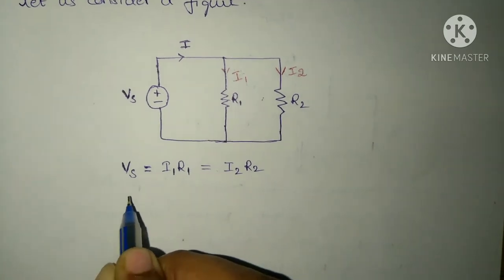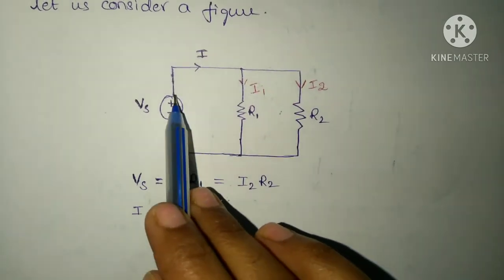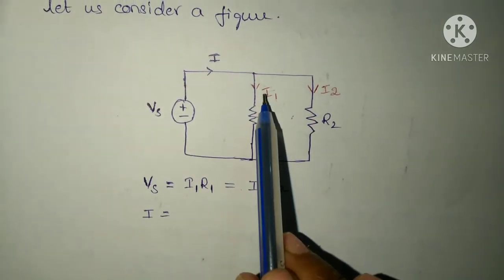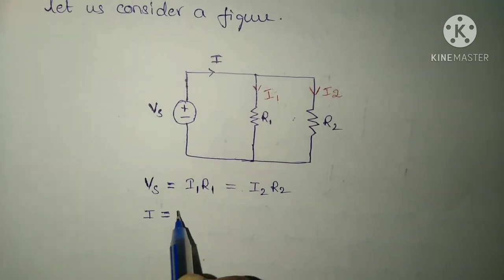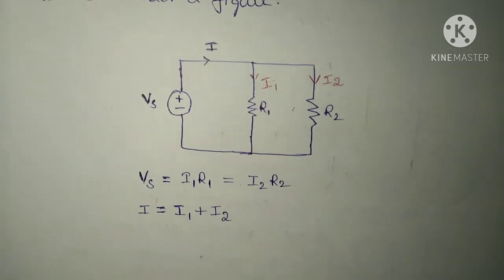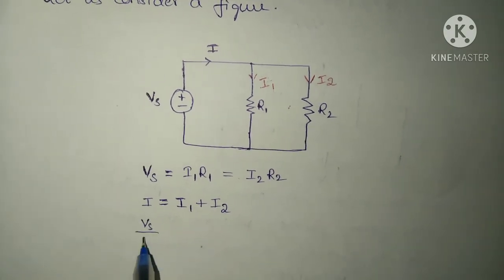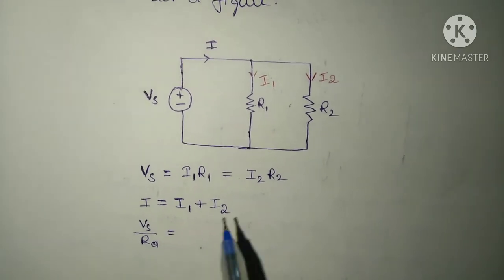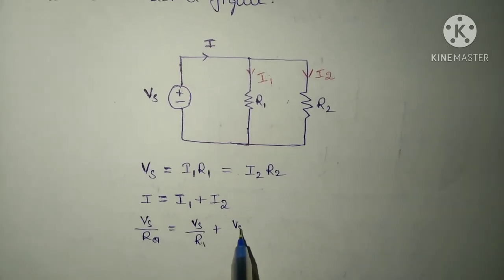Let us know that I, the source current, is equal to the sum of the currents of the individual resistors. That means I is equal to I1 plus I2. This can be written as V of S by R, that is the equivalent resistance, is equal to V of S by R1 plus V of S by R2.